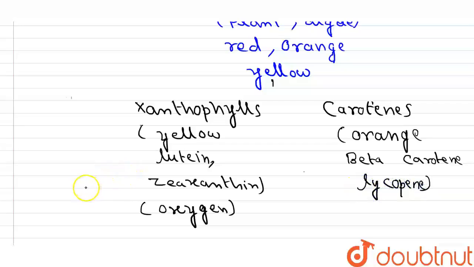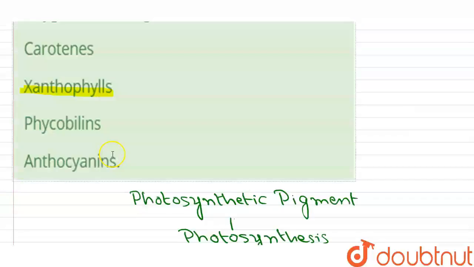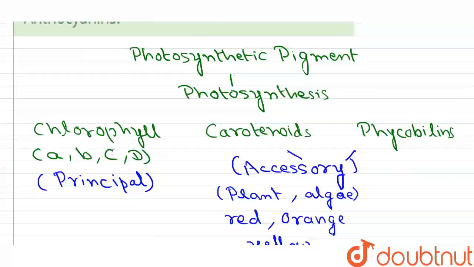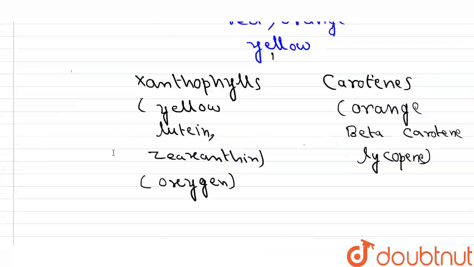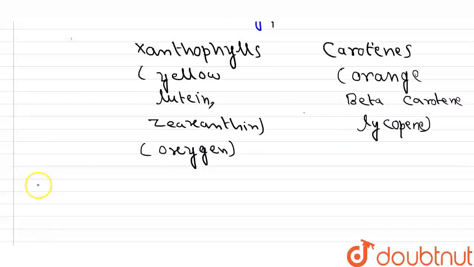So students, here we got the answer. Oxygen containing carotenoids are xanthophylls. This is the correct option. Our other three options, carotenes, phycobilins and anthocyanins, are incorrect. Carotenes do not contain oxygen.